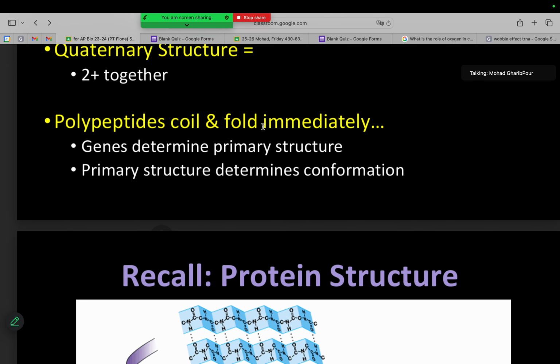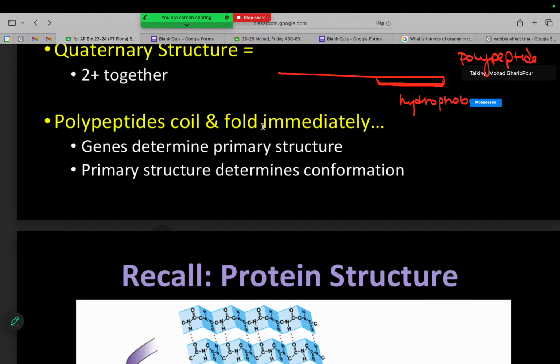Polypeptides coil and fold immediately. So usually it's the amino acid sequence. The sequence itself determines the shape, the folding of the polypeptide. So, for example, you have a chain, and this is my amino acid chain, or I'll say polypeptide.